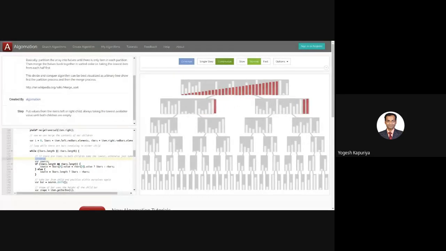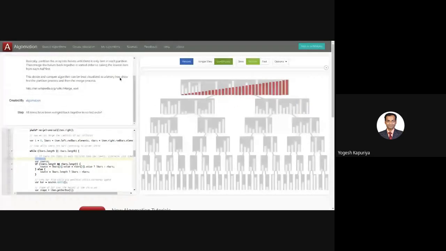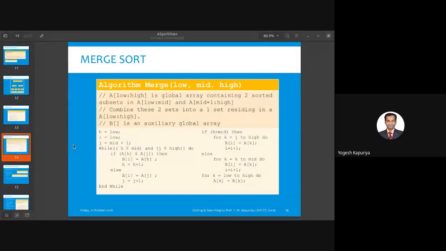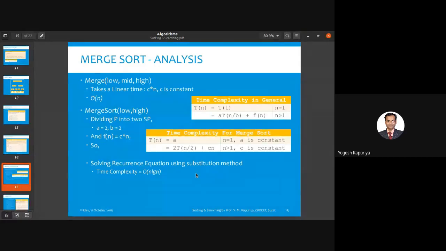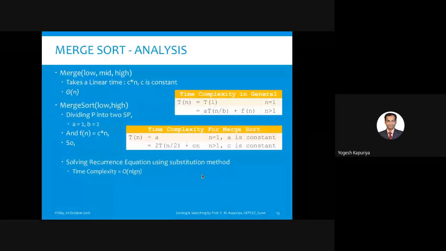This is how it actually sorts the numbers. So let me continue with the presentation. Okay, so this was merge sort. Now there is something called analysis as well. See, what to do if the number list is odd? Good question.